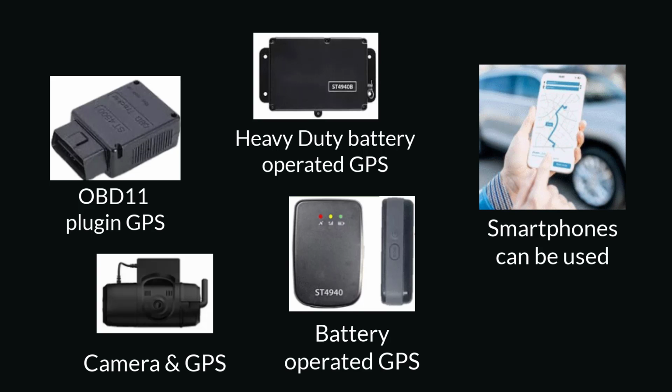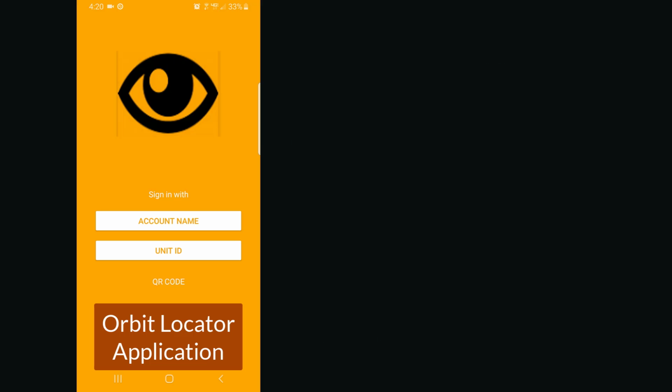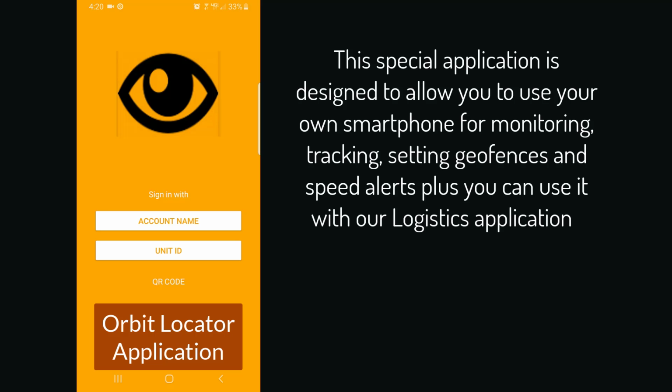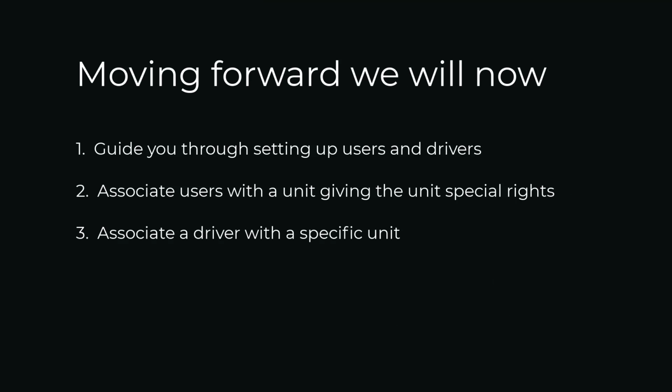By now, you are most likely aware of the Orbit Locator app, also available for download in your smartphone app store. That application as well can be managed on our main platform that allows you to use your smartphone on the platform like any GPS product for monitoring, tracking, setting geofences, adding notifications, and so on. If not, you can always watch our Orbit Locator video found in our Level 1 video library.